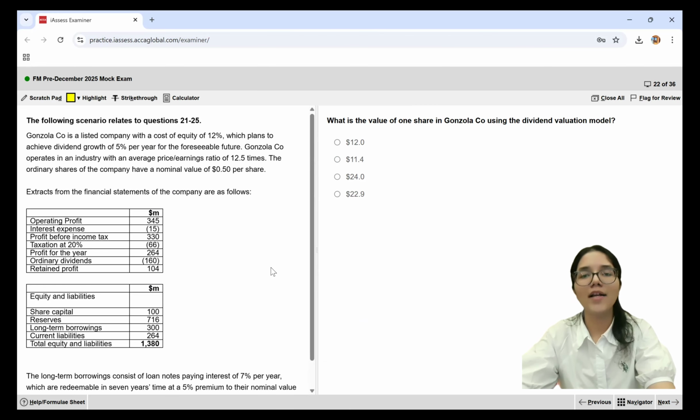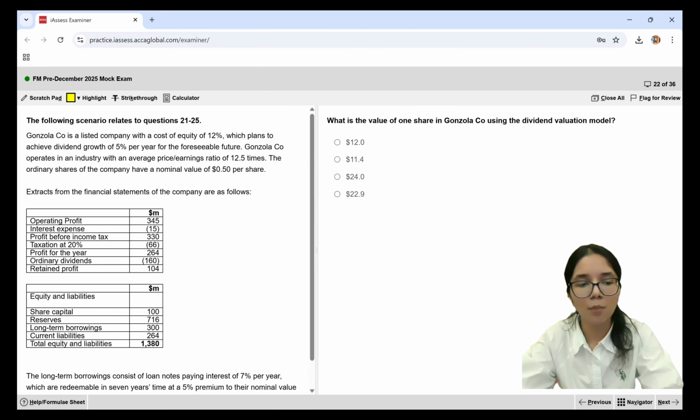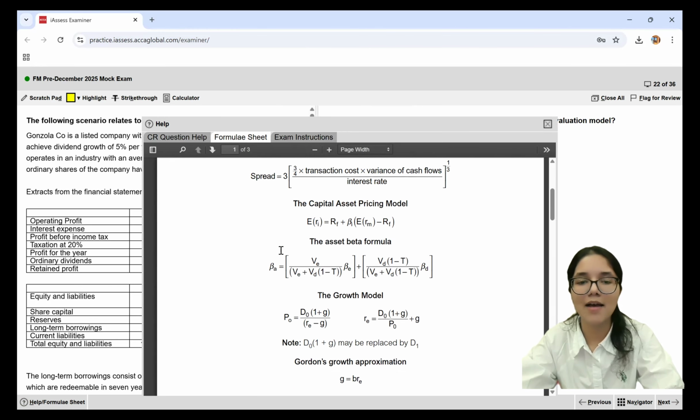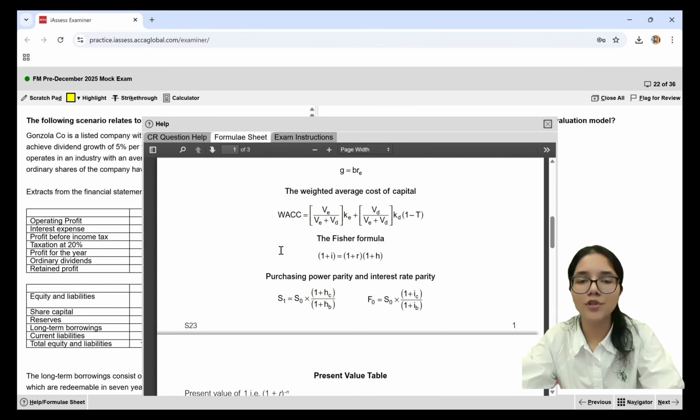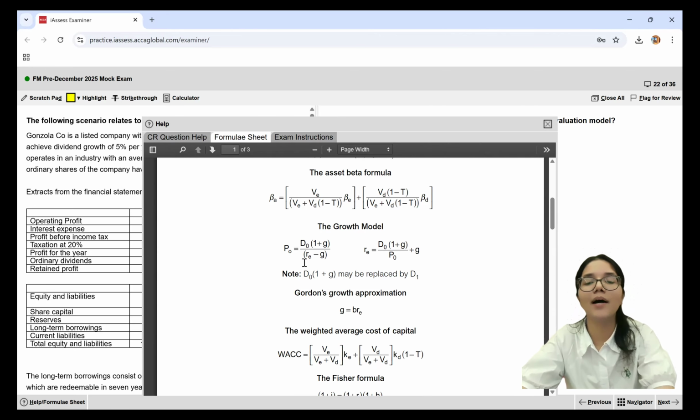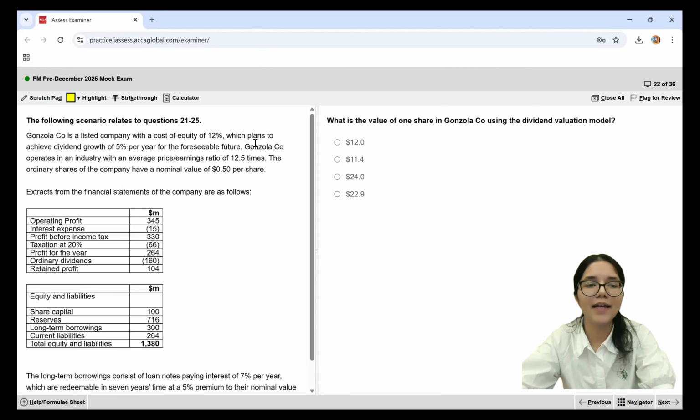What is the value of one share in Gonzola company using the dividend valuation model? For this, you are also given the formula on the exam formula sheet. If you want to use the dividend valuation model using the growth formula, this is how you can find out the P0. P0 is equal to D0 into 1 plus g, divided by the cost of equity minus g. So you're given the growth rate in the very first line as 5%, and you're also given the cost of equity of 12%.